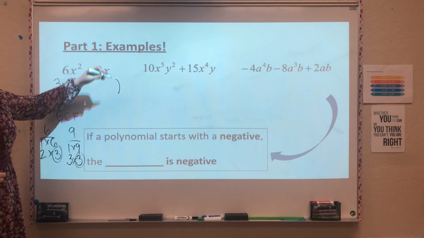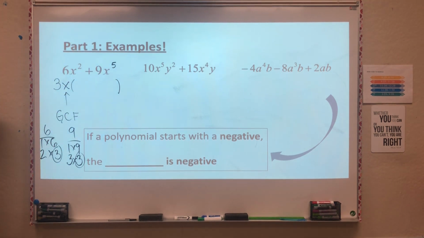If this had been 9x to the 5th power, what would the GCF look like? We would have, I don't know the word, but it would have an exponent? Yes. What would that exponent be? Um, 2.